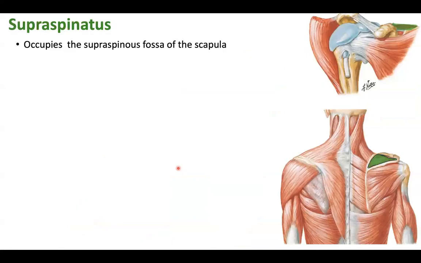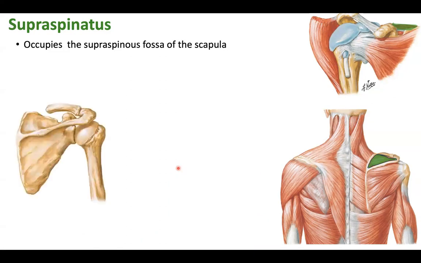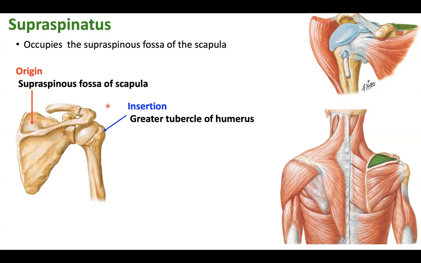So now let's see the rotator cuff muscles one by one. Let's start with the supraspinatus muscle. As the name indicates, it lies in the supraspinous fossa. So it originates from the supraspinous fossa of the scapula and is inserted into the greater tubercle of the humerus. As you see it here, it originates from the supraspinous fossa and is inserted into the greater tubercle.